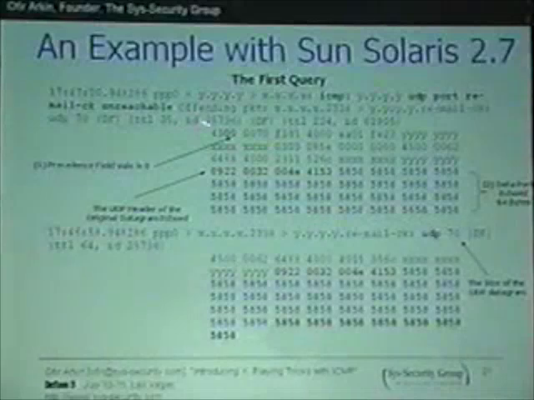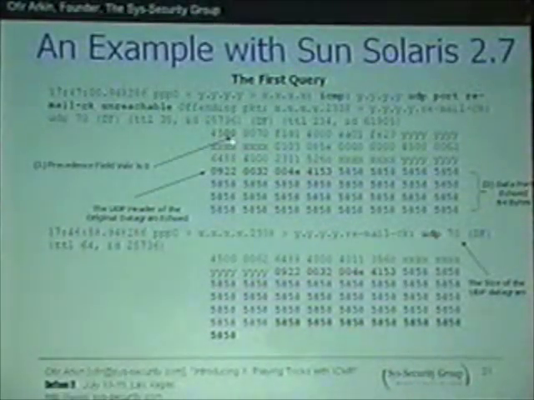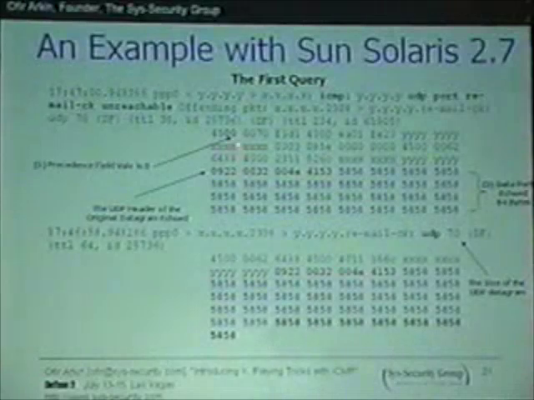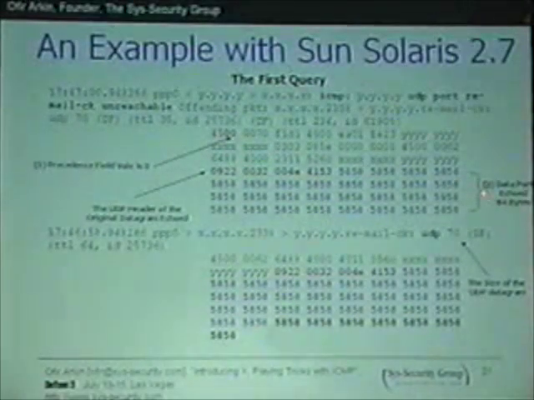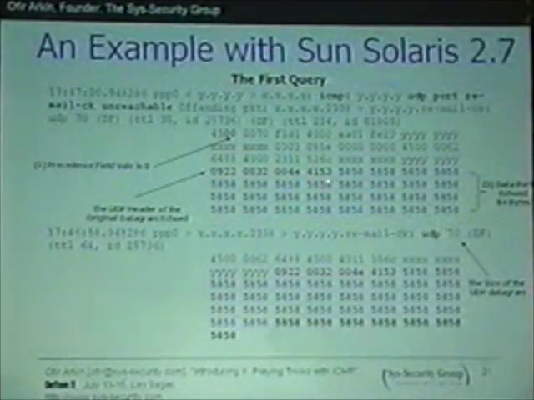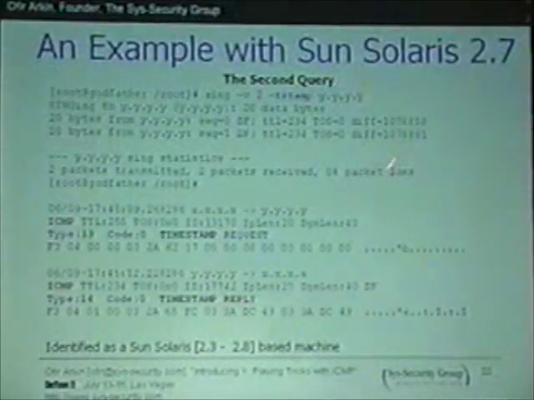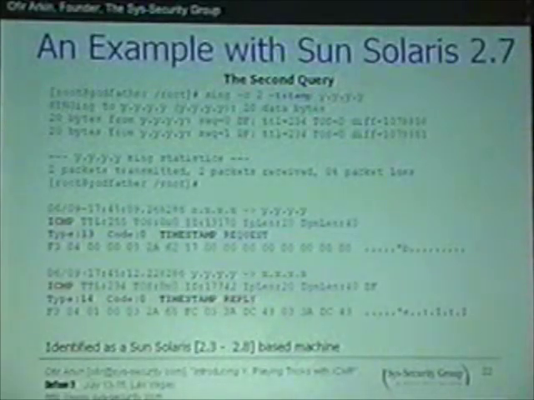We can look, here is the offending packet, here is the error message. We don't see the preceding bits here, so we are at the main branch. The data portion echoed, if you count the 58s, it will give you 56, and here is the UDP header, another 8 data bytes give you 64. If you now look at the second packet sent, you see that again I get a timestamp reply, so it was identified as SunSolaris 2.3 to 2.8.